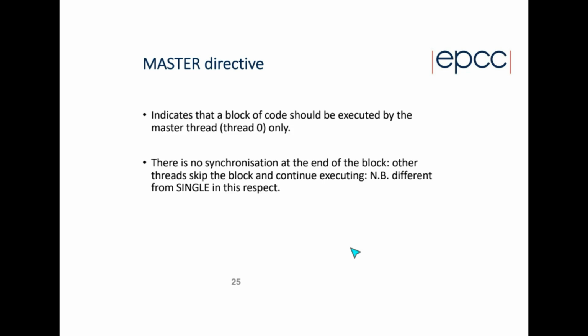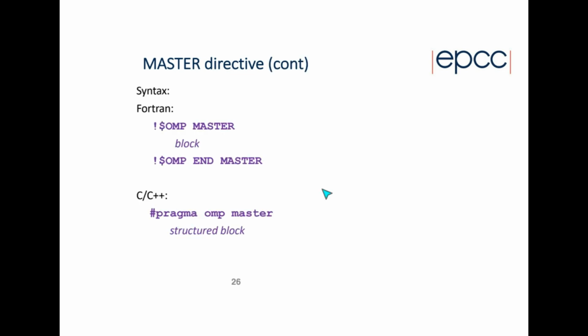But there's this kind of funny asymmetry. Single has a barrier by default, which you can get rid of with a nowait clause. Master has no barrier by default, but you can add an explicit one if you want to. Again, it's one of those design decisions that was made at the very beginning of OpenMP. It's difficult to change without breaking codes, so we're kind of stuck with it. And in hindsight, it probably doesn't make a whole lot of logical sense. No surprises with the syntax.